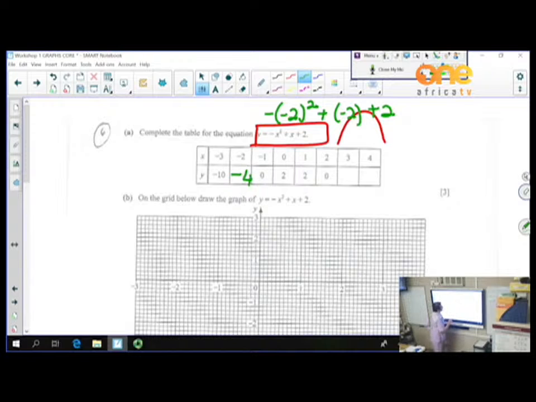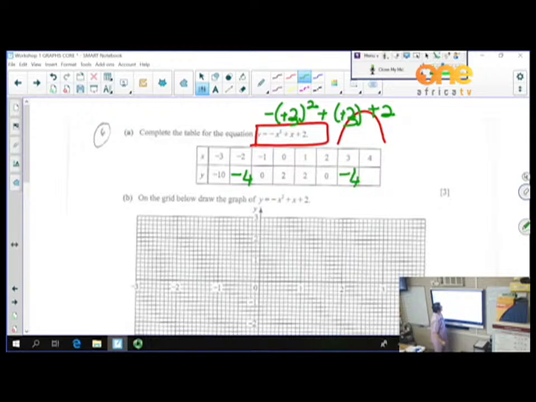The next one that we need to substitute is the positive 3. So I change it to positive 3 there. Again, press your calculator. Negative bracket 3, close the bracket squared, plus bracket 3, close, plus 2. And what do you get? Yes, it's again negative 4.